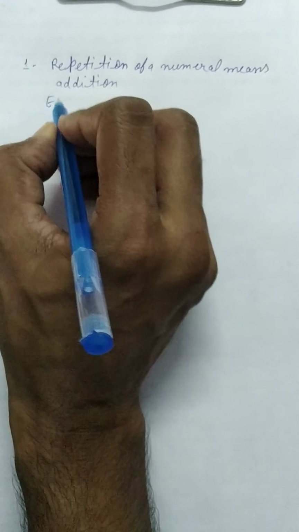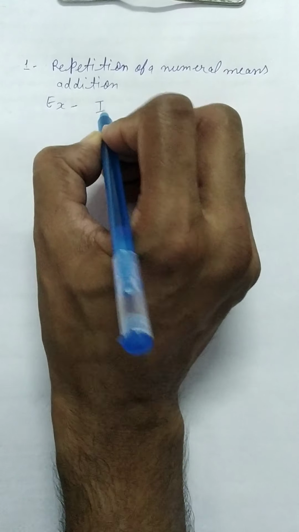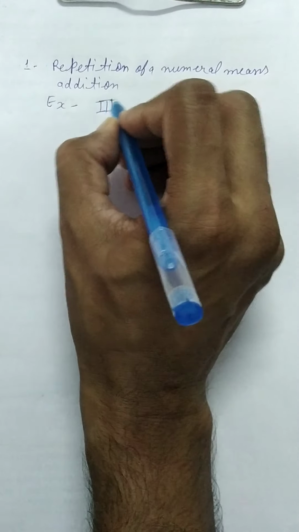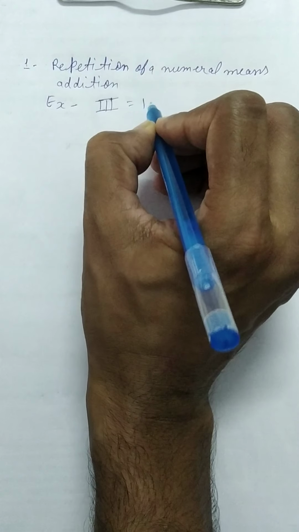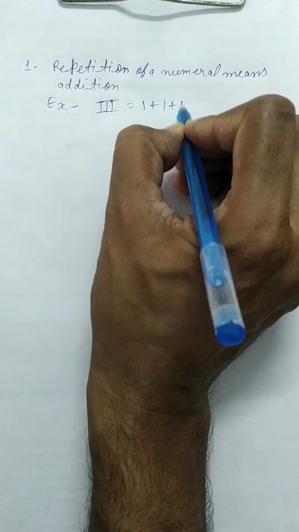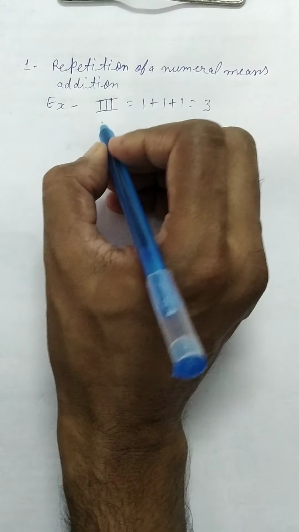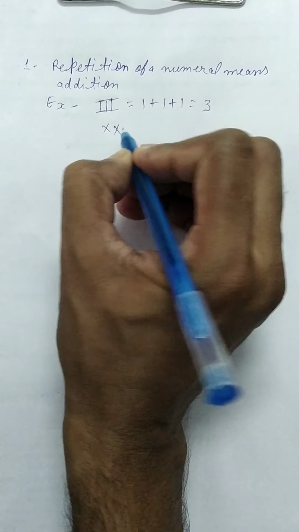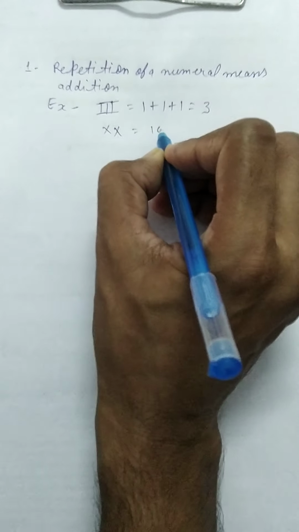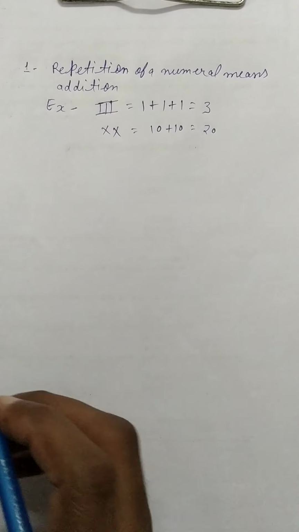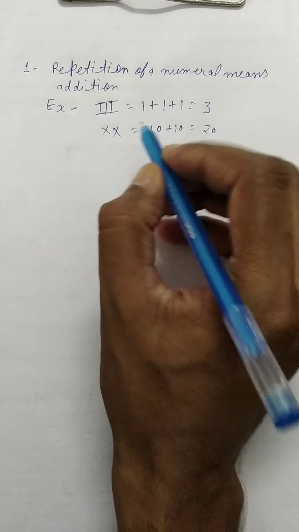For example, we repeat this number 3 times. This is 1 plus 1 plus 1 is equal to 3. And second example is X and X. This will be 10 plus 10 is equal to 20. This is the repetition. Repetition means addition.